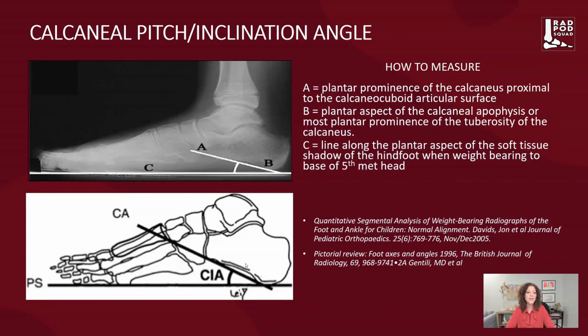In looking at the calcaneal pitch angle, this is a very important angle for us to understand. We use this regularly in determining whether the patient is flat foot or has a pes cavus situation. And what we're going to be looking at is to draw a line from the plantar calcaneus to the calcaneal side of the calcaneocuboid, and also a line from the plantar aspect of the calcaneus to the base of the fifth metatarsal. This C line actually should go up towards the fifth metatarsal.